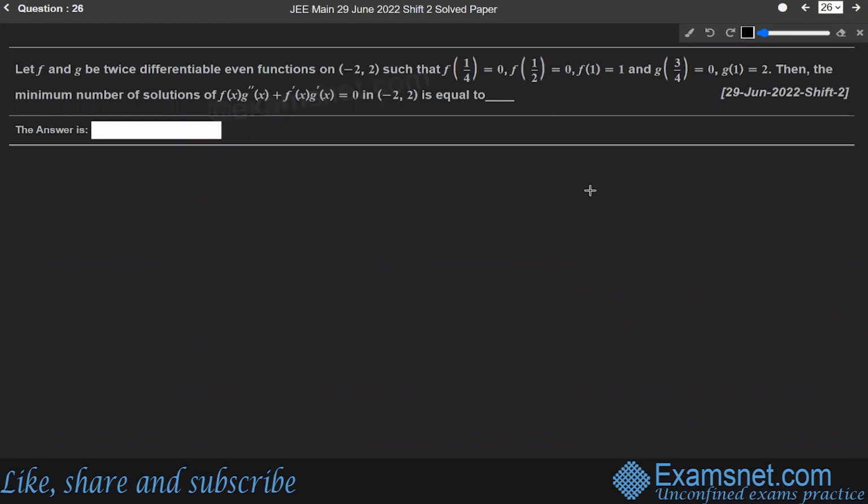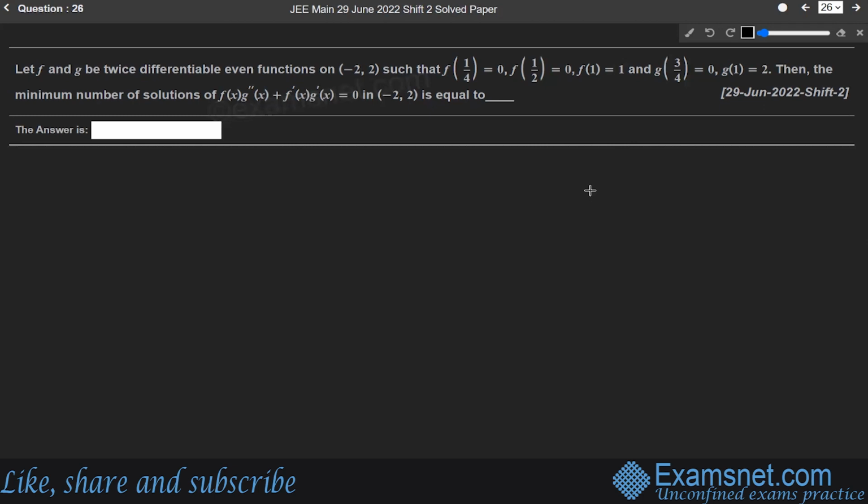Next question is, let f and g be twice differentiable even functions on (-2, 2) such that f of 1/4 is equal to 0, f of 1/2 is equal to 0 and f of 1 is equal to 1. And g of 3/4 is equal to 0, g of 1 is equal to 2. Then the minimum number of solutions of f of x into g double dash x plus f dash x into g dash x is equal to 0 in (-2, 2) is equal to.